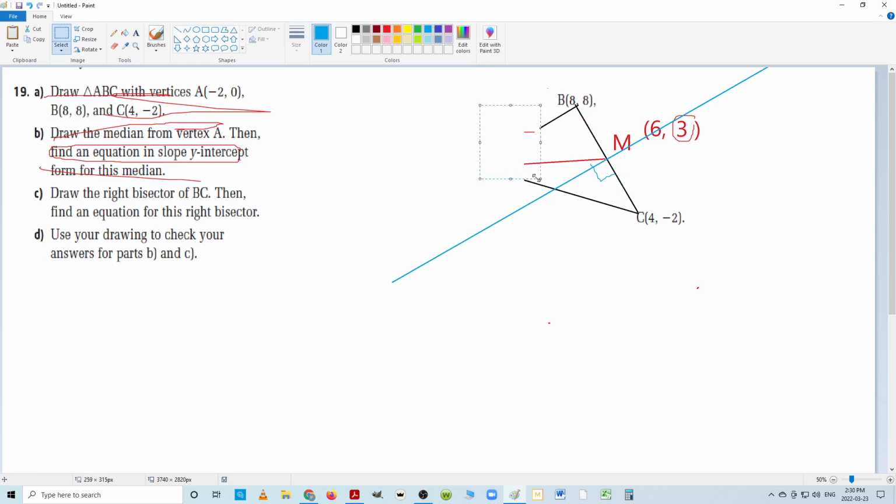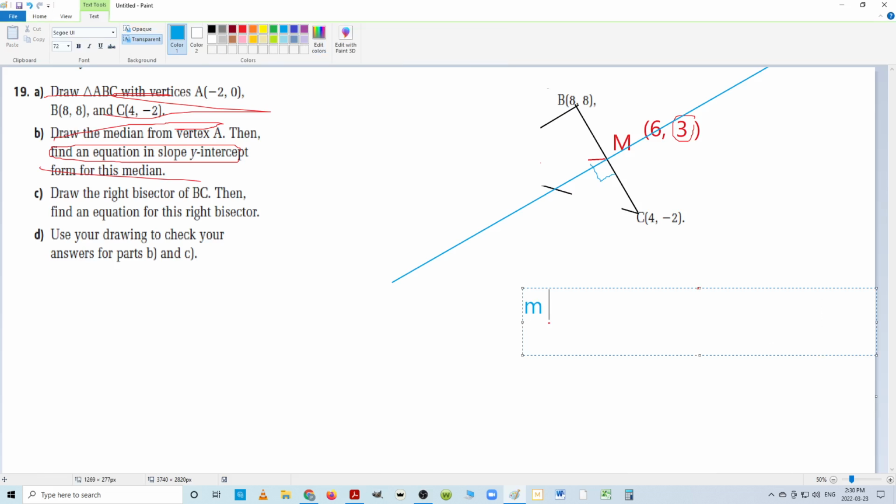It's not relevant. So in order to find the slope of this blue line now, we need to find the slope of CB, or the black line that's left. Well, as you successfully did it, you should write down the slope formula. M is equal to y2 minus y1 over x2 minus x1. And you should label all your slopes. So I'm going to use 8, 8, and I'm going to use the other point 4 minus 2.